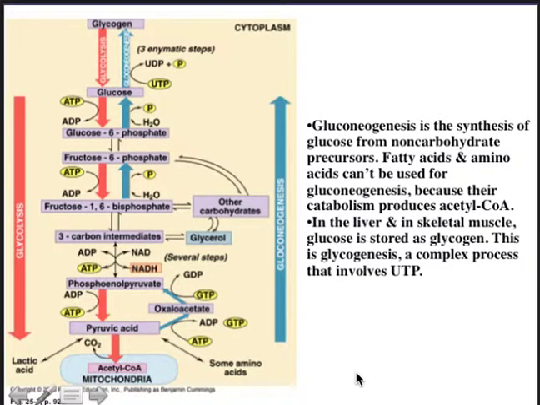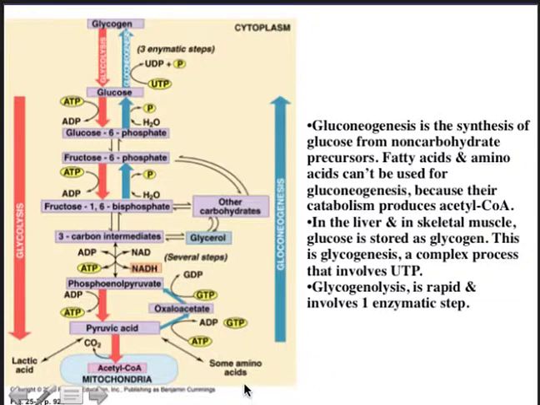In the liver and skeletal muscle, glucose is stored as glycogen. This is glycogenesis, which is a complex process that involves UTP. Glycogenolysis is rapid and involves one enzymatic step. So what we're looking at here is the ability to move energy stores from one type of molecule to another depending on the body's needs.